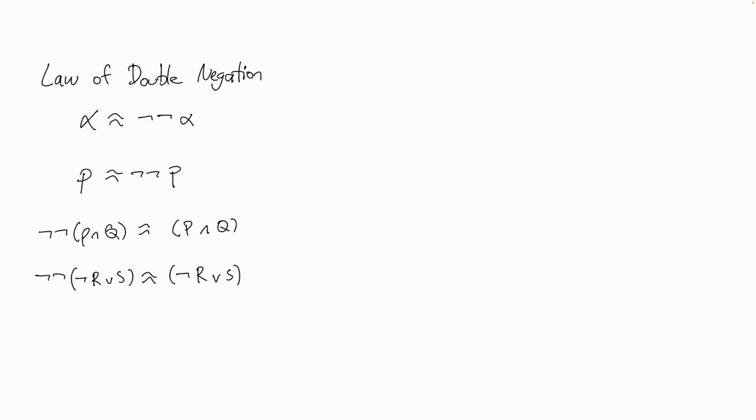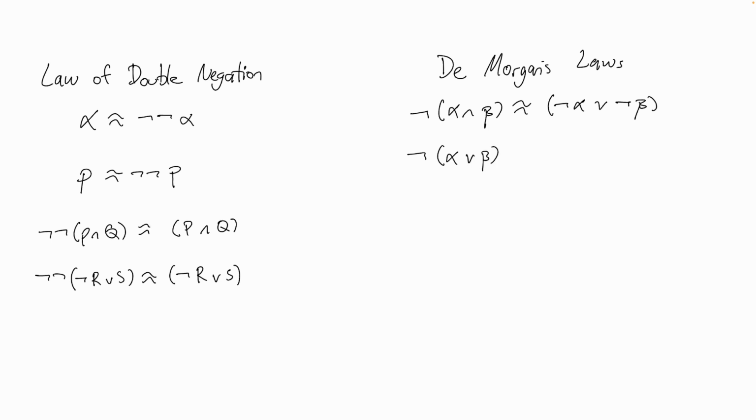There are also what are known as De Morgan's laws. The first of these says that for any wffs alpha and beta, not (alpha and beta) is equivalent to not alpha or not beta. In other words, denying a conjunction is the same as asserting that at least one of the conjuncts is false. The second of these says that for any wffs alpha and beta, not (alpha or beta) is equivalent to not alpha and not beta. In other words, denying a disjunction is the same as asserting that both of the disjuncts are false.